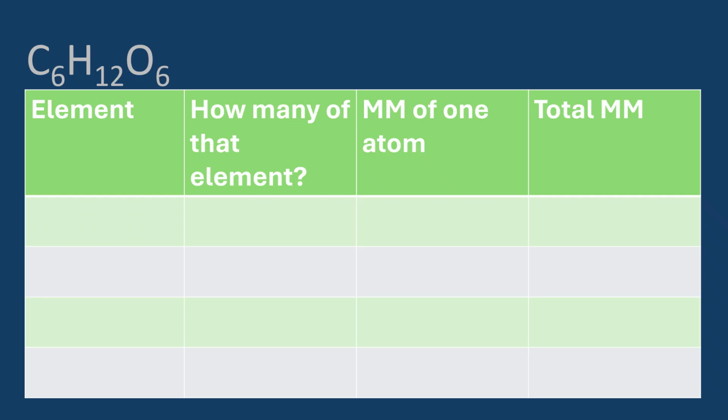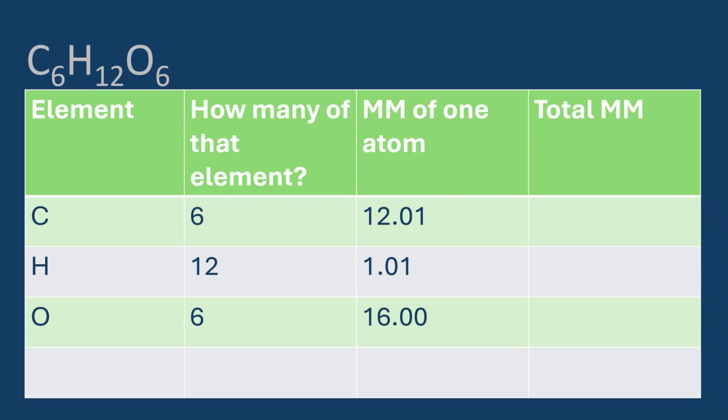We have larger subscripts here, but our process is the same. You'll have 6 carbon atoms, 12 hydrogen atoms, and 6 oxygen atoms in your compound. Next, you'll locate the molar masses that you need from the periodic table. Since we have subscripts that are greater than 1, each of our atoms will have a contribution to the overall molar mass that is not equal to the values pulled from the periodic table.